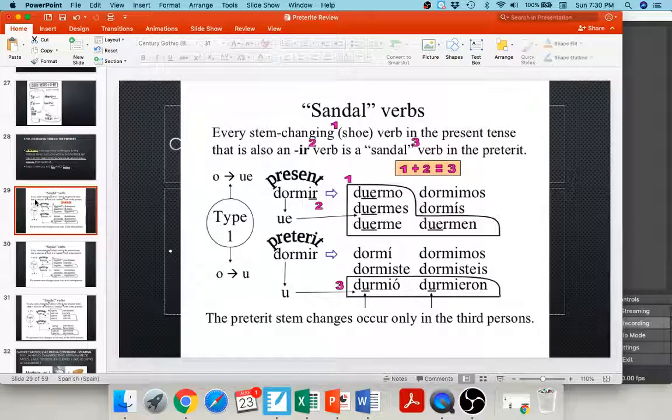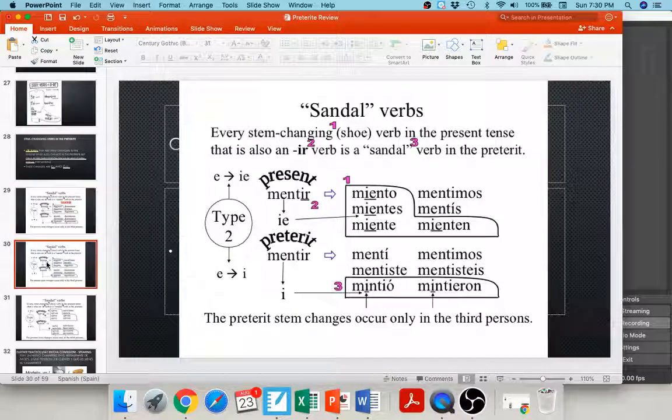Here are some examples. The verb dormir, to sleep. Dormir had a stem change in the present tense from O to UE. Therefore, in the preterite, rather than changing from O to UE in all the boxes, in the boot, it's only going to change from O to U. It has a shortened stem change. So instead of changing from O to UE, it only changes from O to U, and it only changes in the preterite, third person, singular, and plural forms, basically known as the sandal. So you get durmió and durmieron.